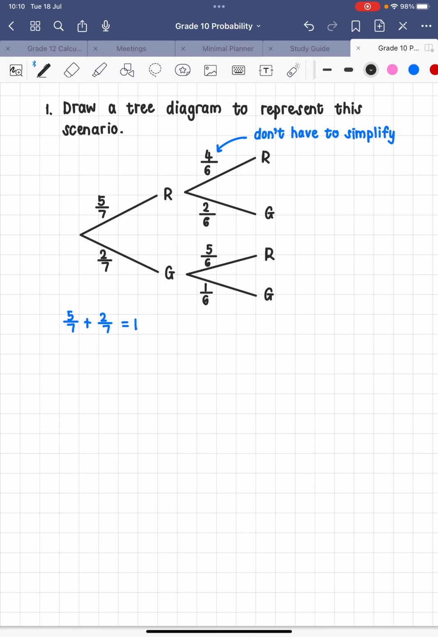Guys, just check. Do these pairs of probabilities add up to 1? If I have 4 over 6 plus 2 over 6, that is 6 over 6, which is 1. Okay, I'm going to write it here at the bottom. 4 over 6 plus 2 over 6 is equal to 1. And then for the second set here at the bottom, 5 over 6 plus 1 over 6, that is also equal to 1.